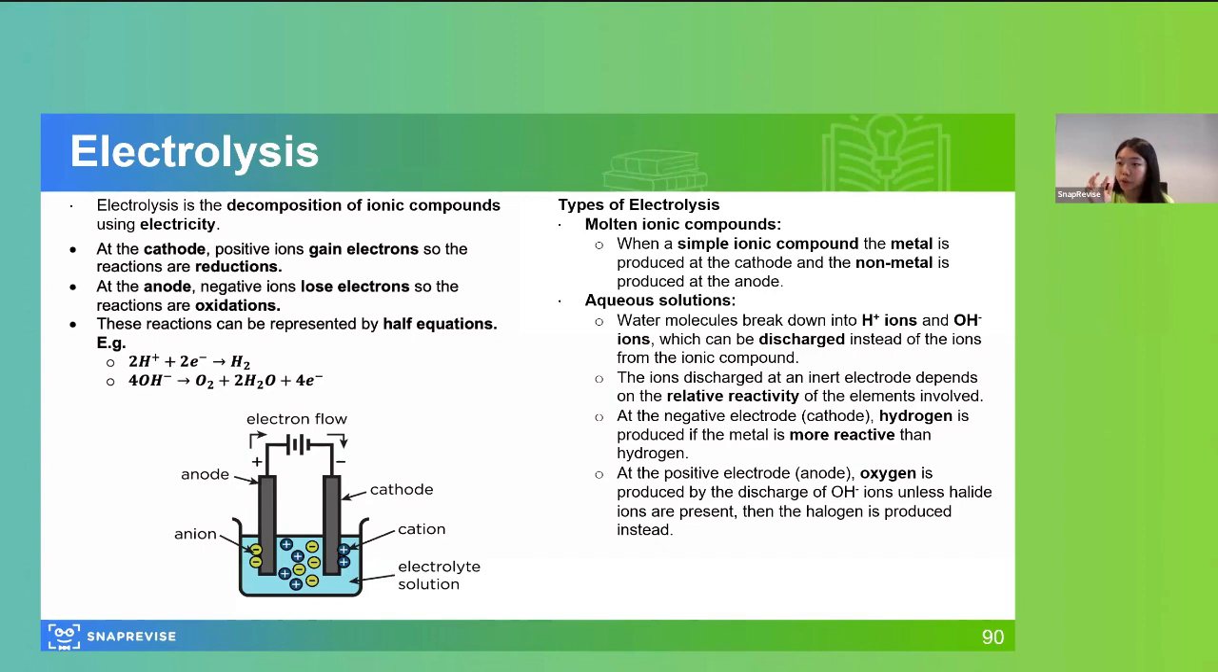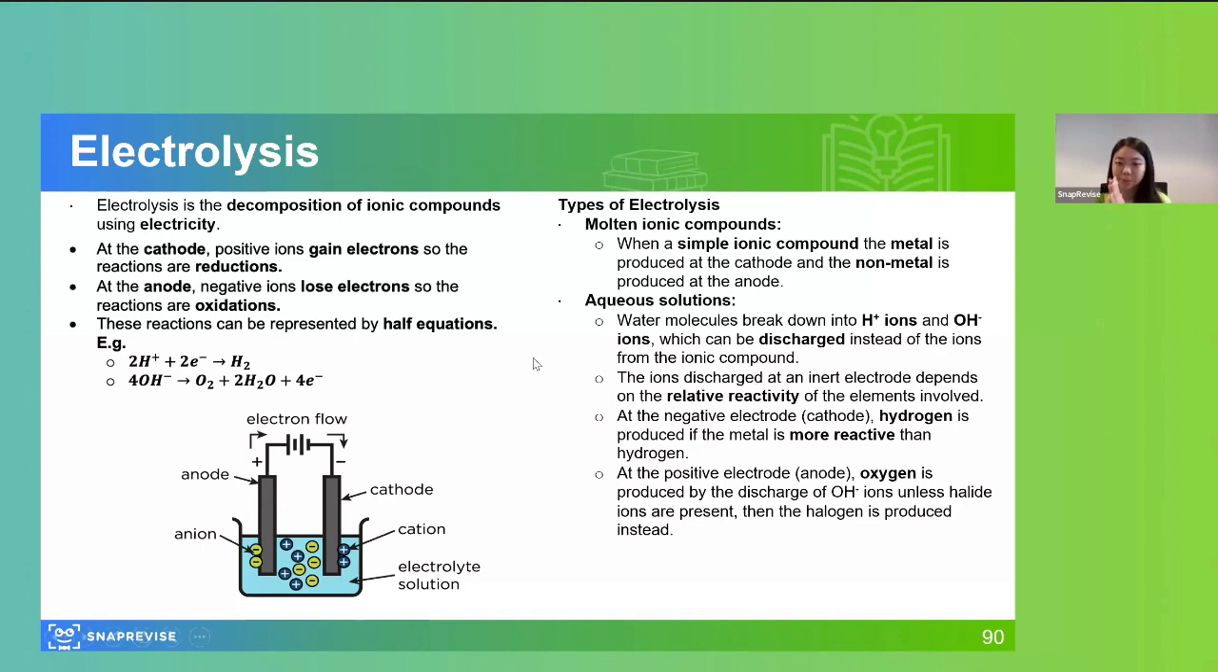The anode, because of OH minus, oxygen is going to be produced on the anode unless it's a halide ion. So group 7 ions: chloride, fluoride, bromide. If those are in the solution, instead of oxygen, it's going to produce that gas: chlorine, fluorine, and bromine. I'm hoping that makes sense. It is a bit complicated with aqueous solutions in electrolysis, but that is kind of the gist of it.